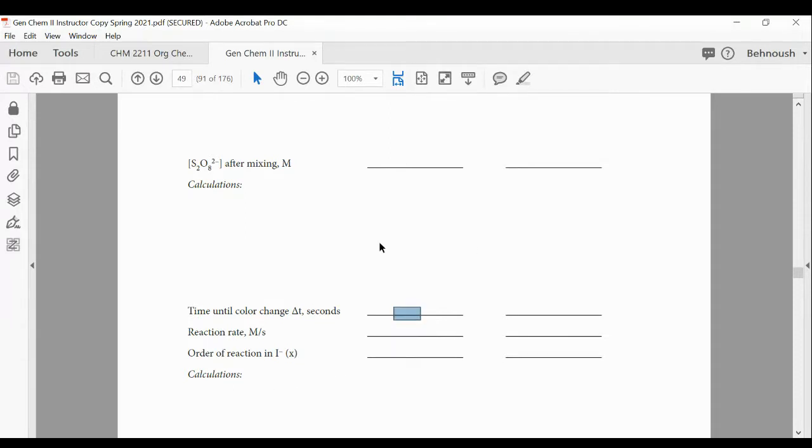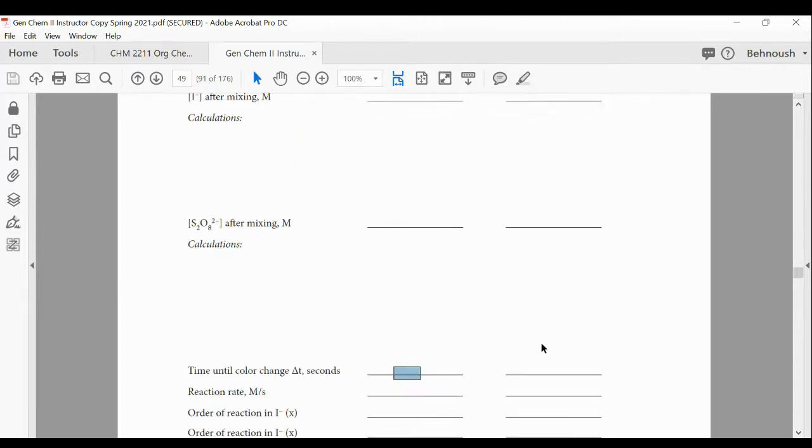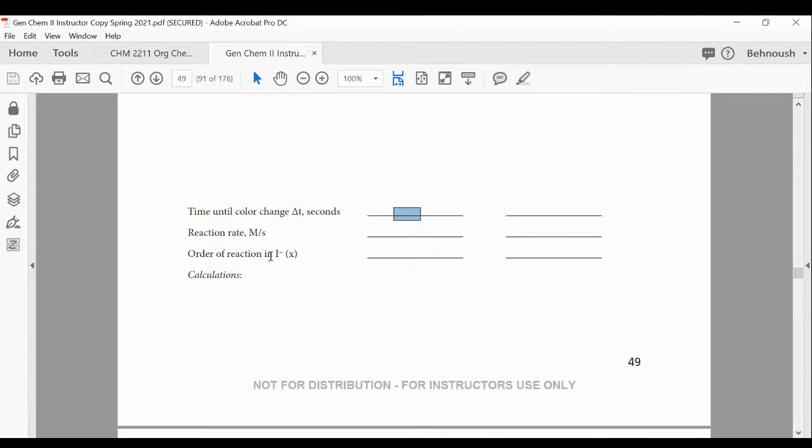Order of the reaction: when you are done with trial 1 and 2, you can find the order of the reaction for iodide.